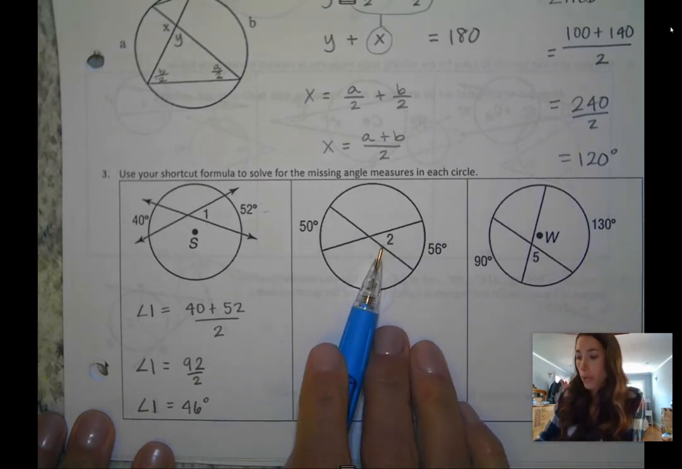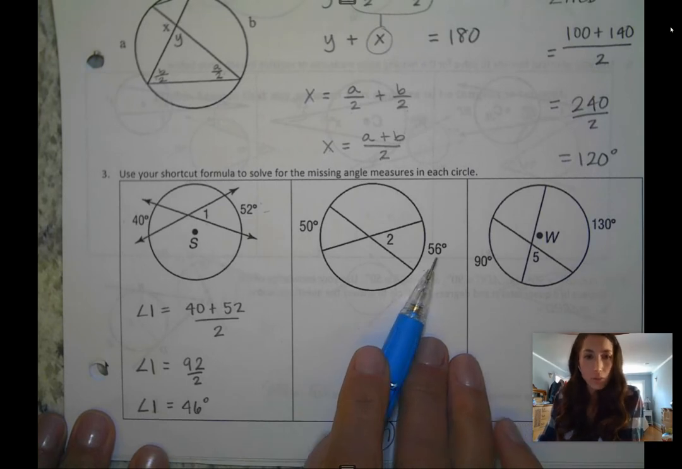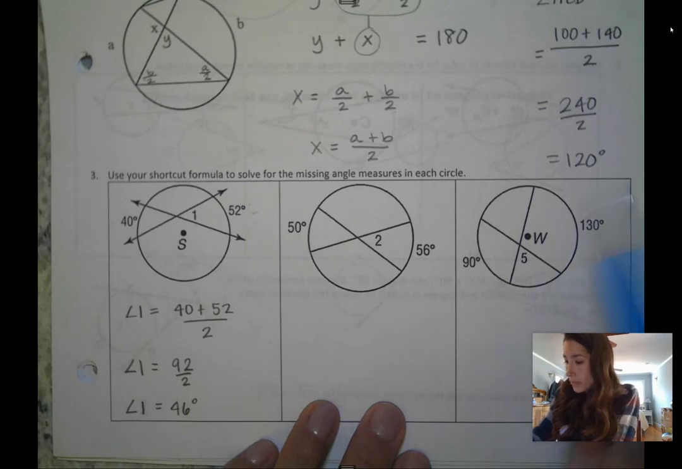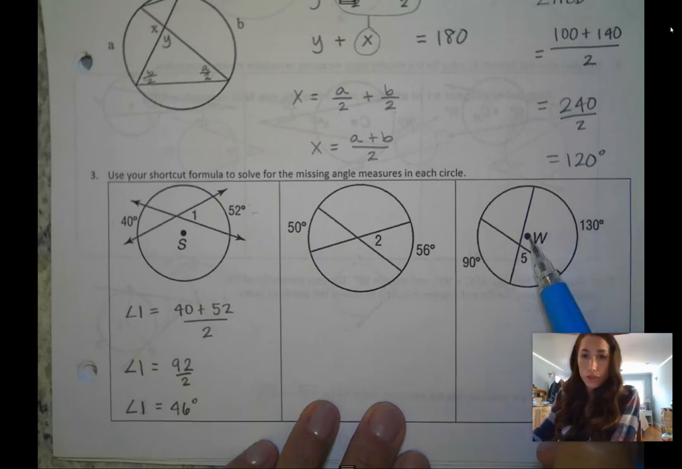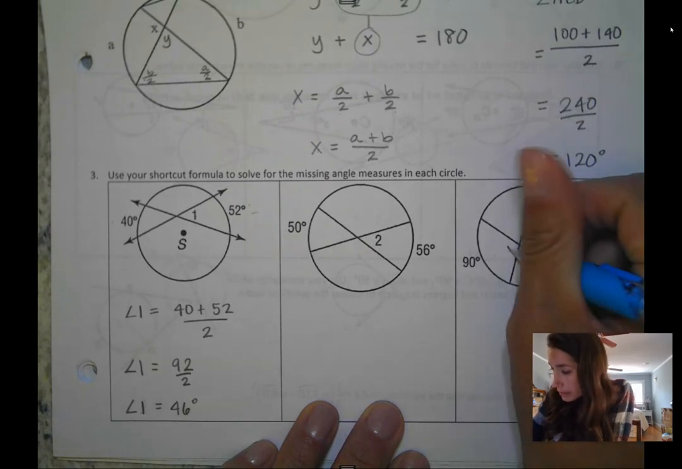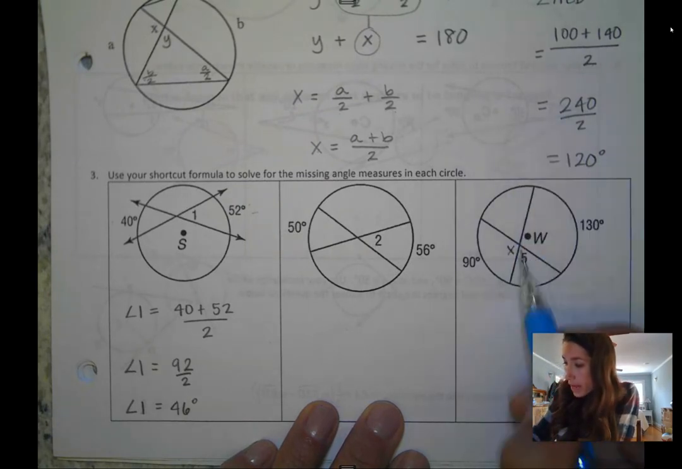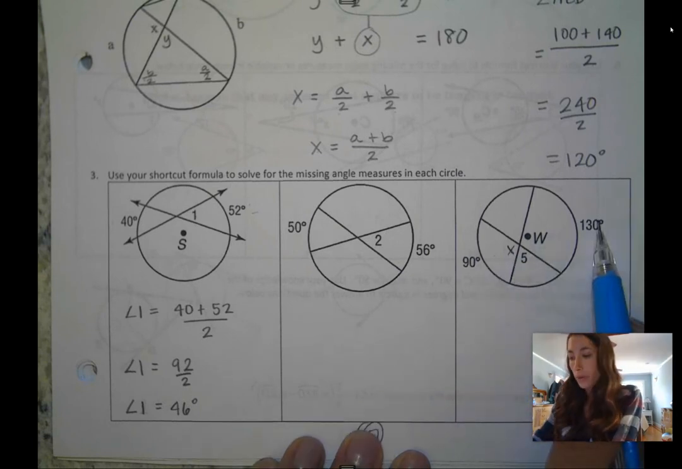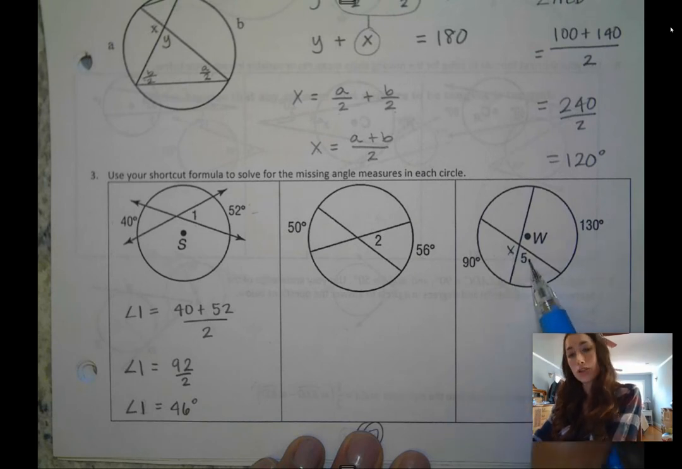The second one here, you're going to set up in the same exact way. So angle 2 would equal half of these added together. It's almost like finding the average between them. Then in this next diagram, you can ignore the W. The W just shows you that that's where the center of the circle is. So we know it's not just a central angle, right? What I would do first in this problem is solve for x, adding these two, dividing by 2. Once you have solved for x, you can figure out the measure for angle 5 by subtracting it from 180.